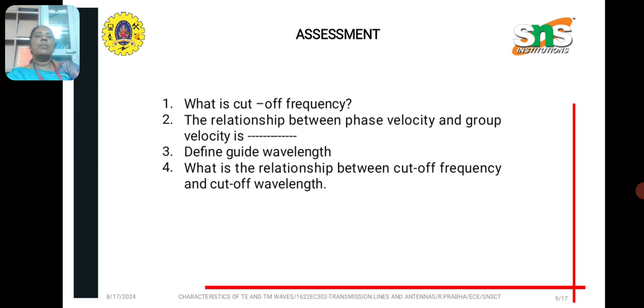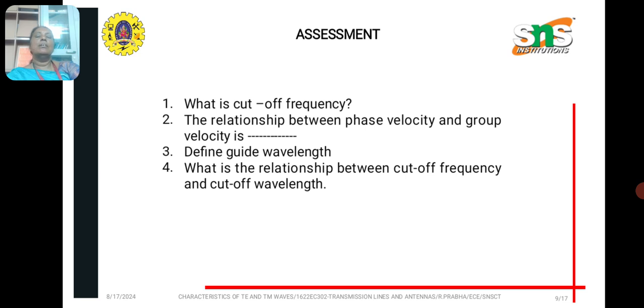And next, what is the relationship between cutoff frequency and cutoff wavelength? We know the frequency wavelength relation: lambda, the wavelength, is c by the frequency f. So lambda is equal to c by f. So we can write the relationship between cutoff frequency and cutoff wavelength as lambda c is equal to c by fc. So this is the relationship between cutoff frequency and cutoff wavelength.